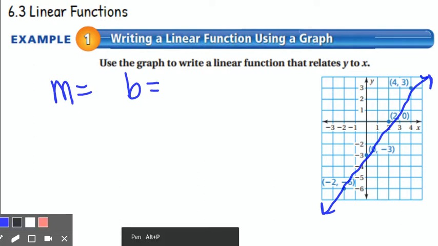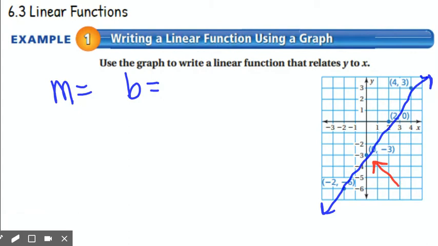Let me change colors here so that it stands out a little bit. So right here, remember where it crosses our y-axis, that is our y-intercept. So in this case, it's going to be -3, which is our b value.